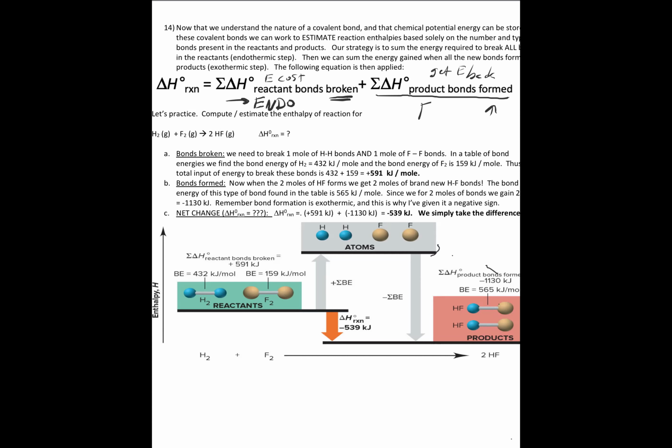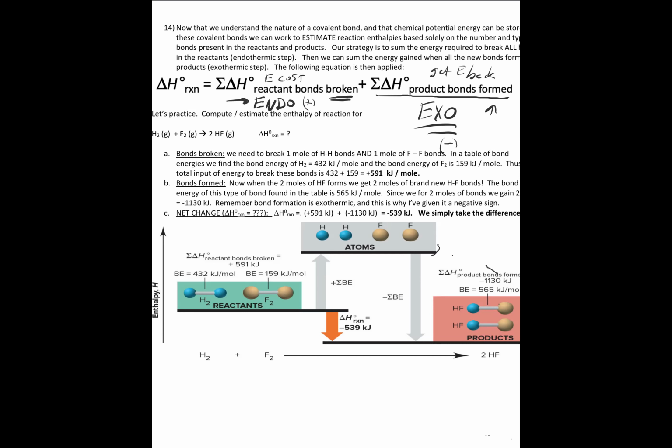So this second step is going to be treated as an exothermic step, which means it's going to have a negative sign. Okay, so we're really going to end up subtracting that because it's going to have a negative sign, right? Always, because you get energy back when bonds form. Okay, so this is our approach.